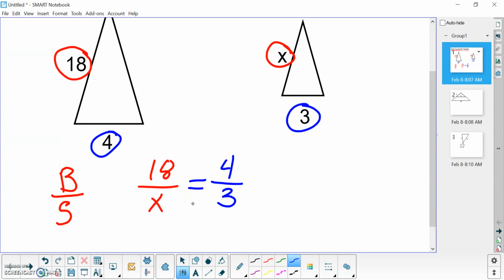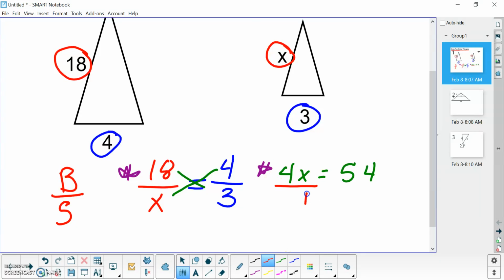Now to solve that, all we need to do is cross multiply. So here I'd have 4x is equal to 18 times 3, which is 54. I want to see this too, so I need to see your proportion and your equation. Then I want to see the work to solve the equation. A lot of times it'll just be a simple matter of dividing. So x is equal to 54 divided by 4, and that is 13.5.